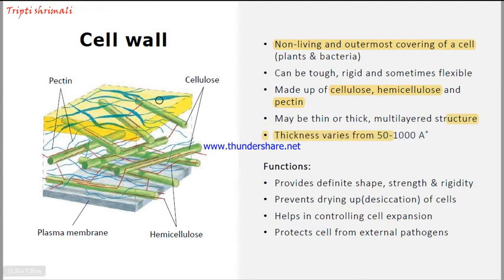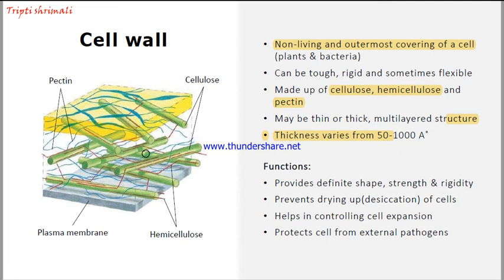And this is the figure showing the structure of the cell wall, in which you find the cellulose, hemicellulose, and pectin. You need to remember these points that cell wall is made up of cellulose, hemicellulose, and pectin. But here we need to mention that in a fungi, the cell wall is made up of chitin. The cell wall in the fungal cell is made up of chitin, right?